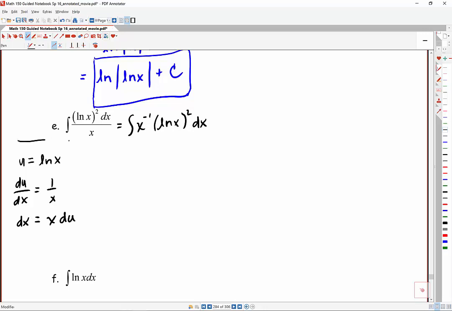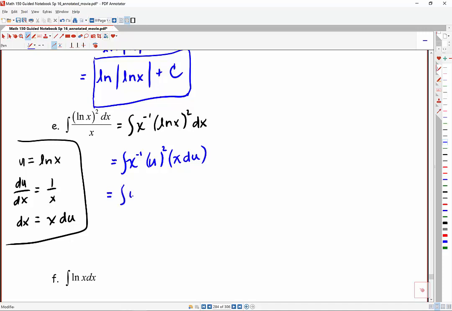It looks real similar to that last one, doesn't it? Well, let's see what happens. So this will be the integral of x to the minus 1 times u squared times x du. Again, x to the negative 1 times x is going to be x to the 0, which is 1. So we get the integral of u squared du.